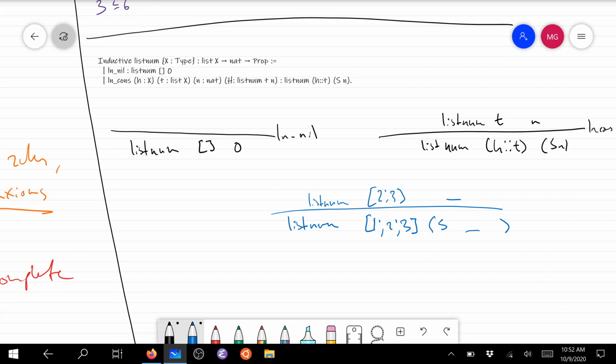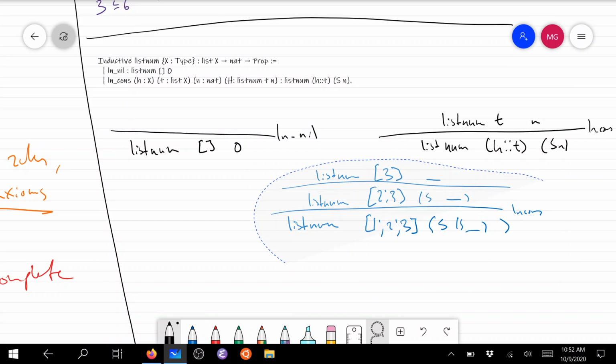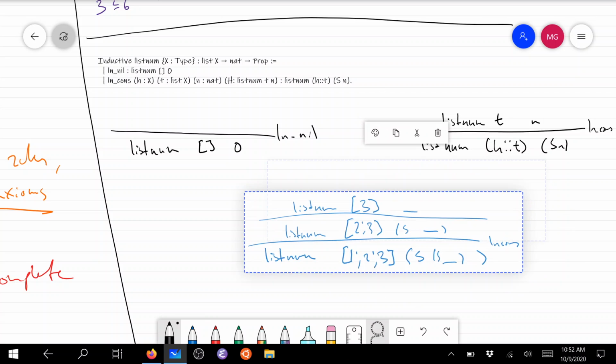Well, now what could we find here? This is going to need to be by ln cons again. So this is going to be s of something, so we can now write that little other s in there. And then we'll get list num 3 something. So as I'm building the relation, let me give myself a little more room here.